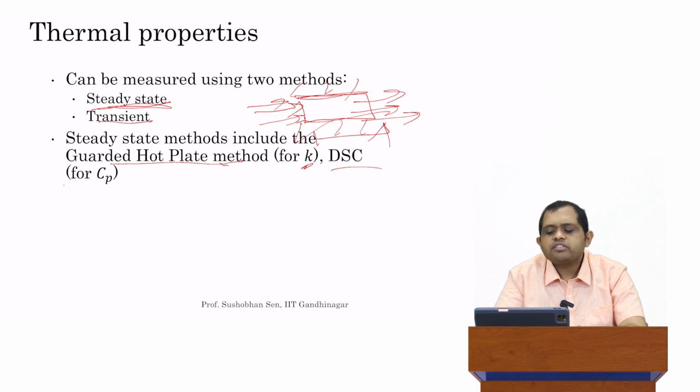There is another technique called differential scanning calorimetry, which you can use for CP, which is also a steady state method. The advantage of steady state methods is they tend to be fairly accurate. There are no approximations you have to make in them. But the problem with them is they're very slow. You might have to wait for a day, several days, or even a week to conduct one test. So then we have another class of methods called transient methods.